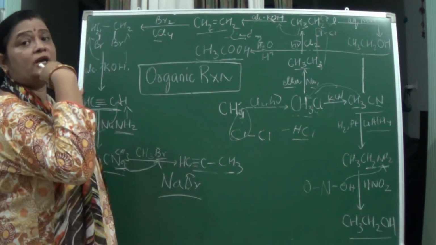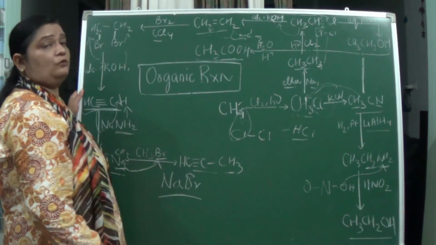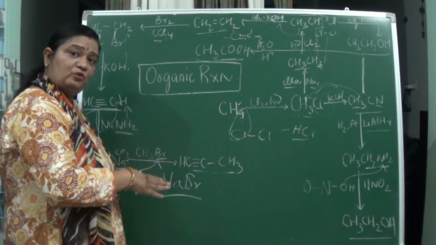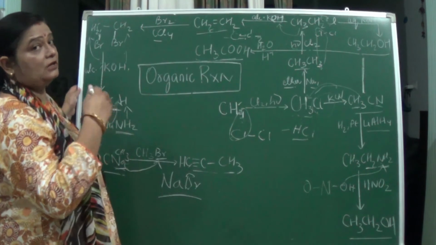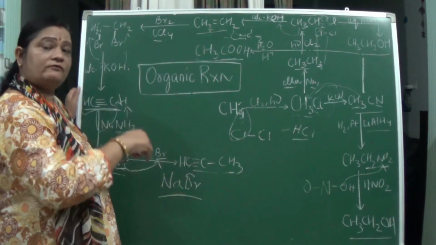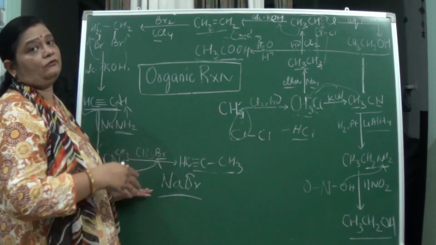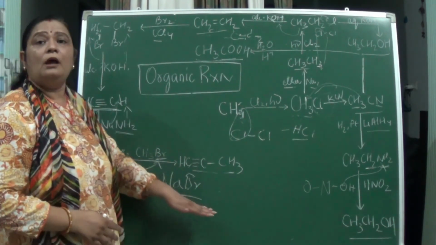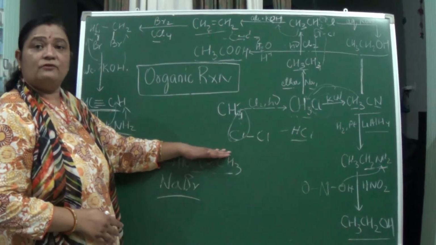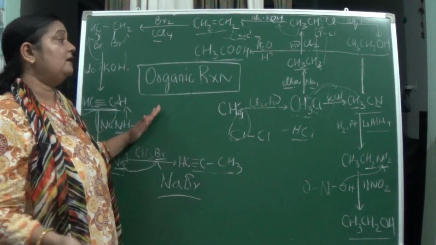If we are using alcoholic KOH, what will it form? If we are using aqueous, what will be formed? If it is a double bond and we are adding a halide, what will be formed? And if it is a single bond and we are adding a halide, what will it form? So these all are the products which you get, and we can think of it in an easy manner.